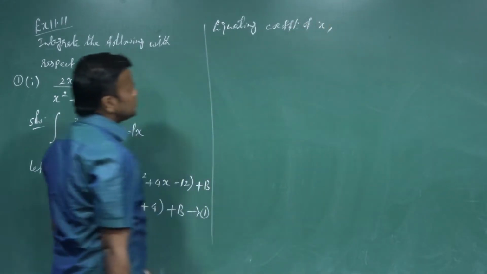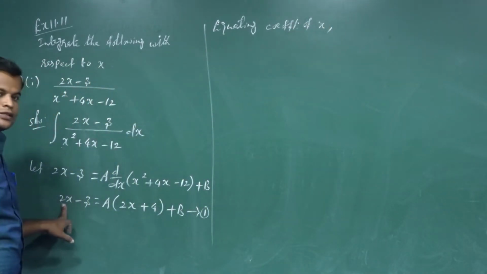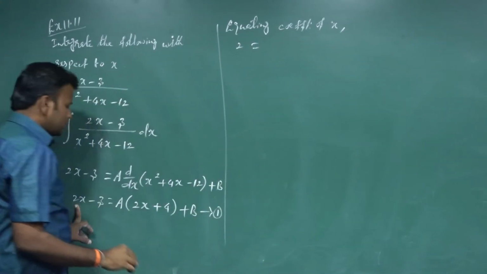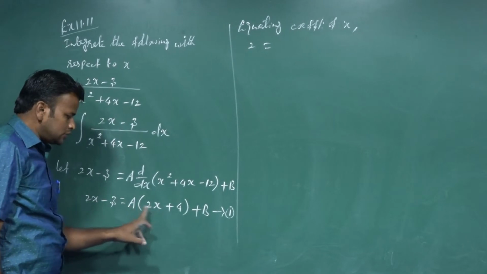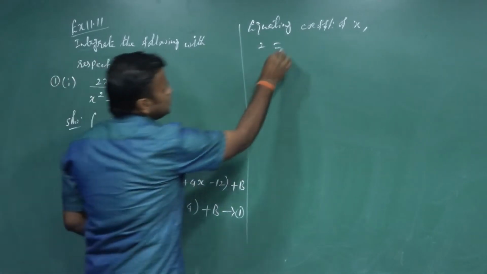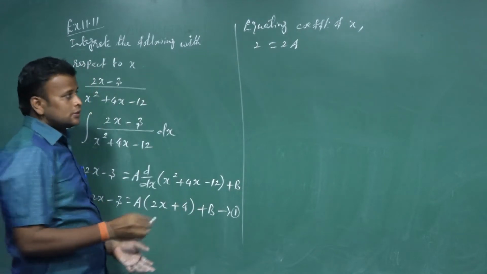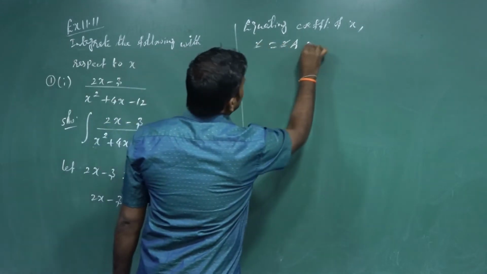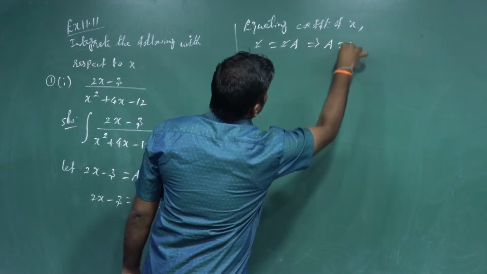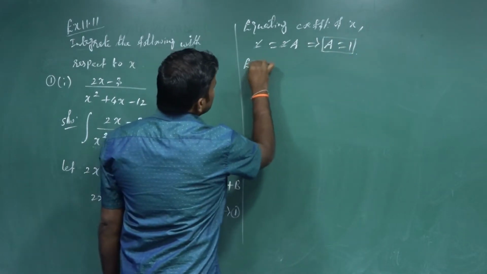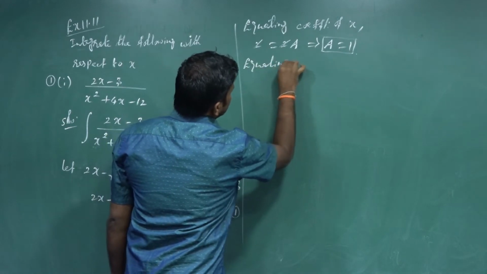We equate the coefficient of x term. In LHS, coefficient of x is 2. In RHS, coefficient of x, a into 2x, 2ax, so 2a. Only one term has x, all the remaining terms are constant. I cancel this 2. What about a? 1. So a value is 1. The next step is equating the constant.